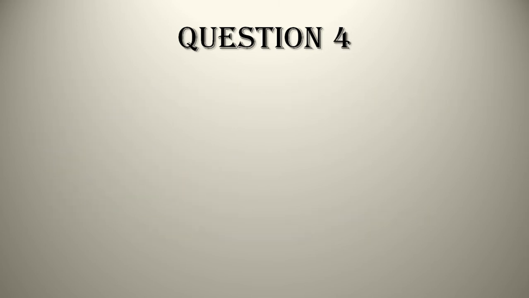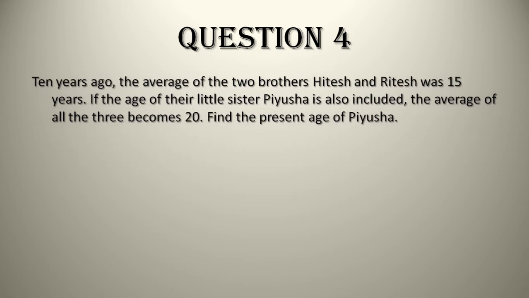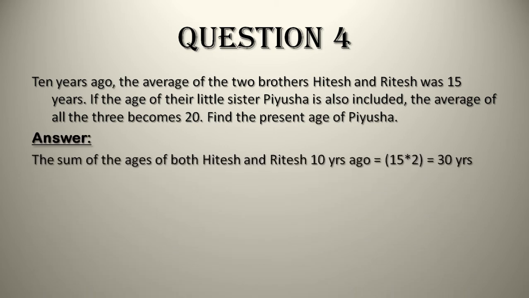Moving on to question number 4. 10 years ago, the average age of 2 brothers, Hitesh and Ritesh, was 15 years. If the age of their little sister, Piyusha, is also included, the average of all the 3 becomes 20. Find the present age of Piyusha.